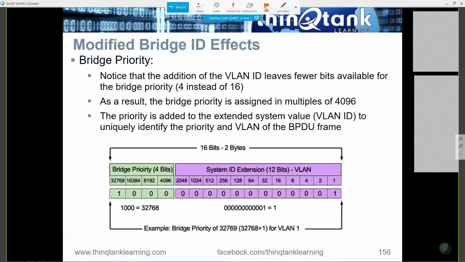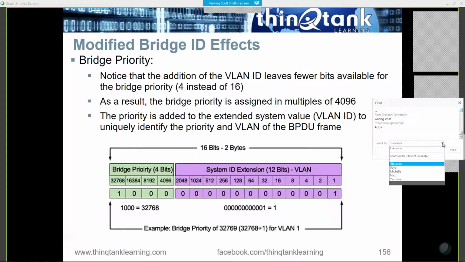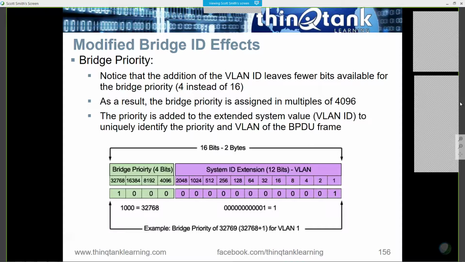Anybody? 4096. That's what everybody always answers. Damn it. 0. 0 is always the lowest, right? Turn all the bits off and it's 0. The next is 4,096, right? Because the green field represents the priority field. Not 4,097, 4,096. Okay, we're talking specifically about the priority. I'm not talking about the extended system ID when we're combining the VLAN.